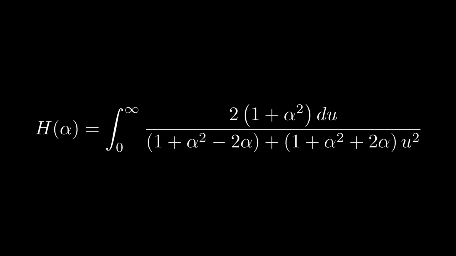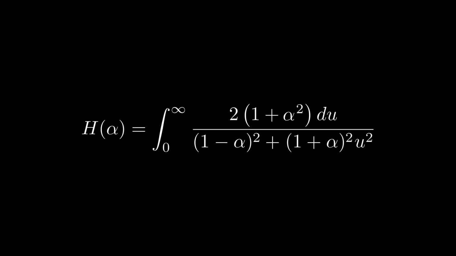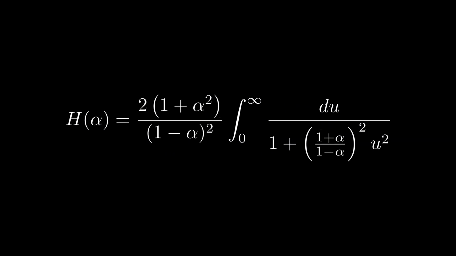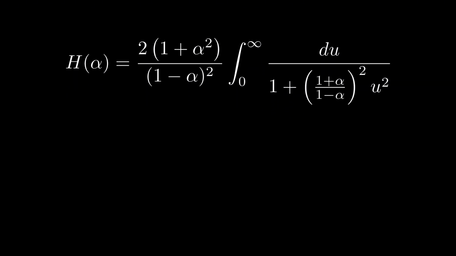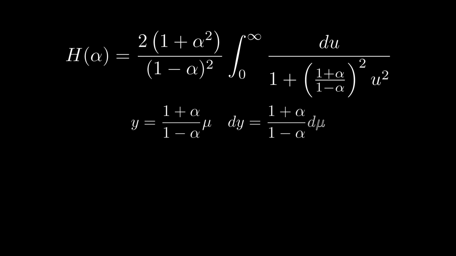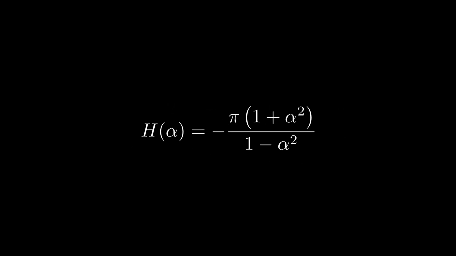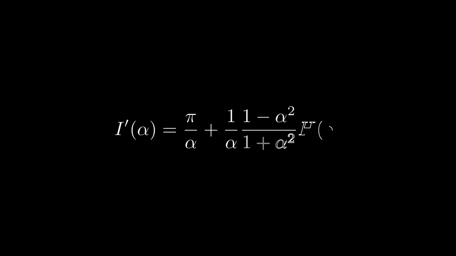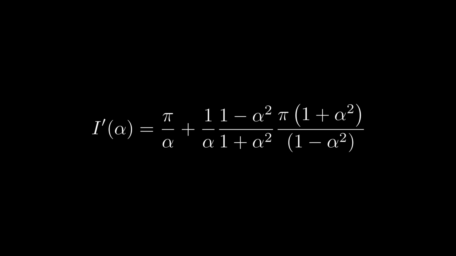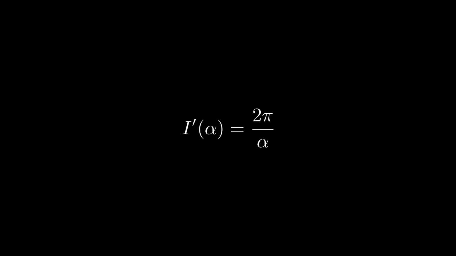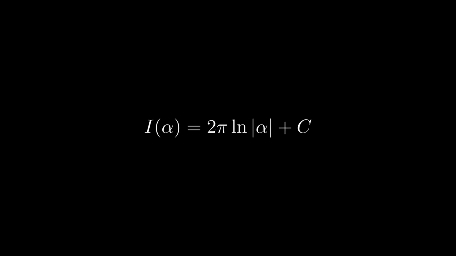Look, we have two perfect squares, and we can simplify the integrand further so it looks like 1 over 1 plus something times mu square. Finally, we have our last substitution and pick up a pi in the numerator. It's time to go back to find the expression of I prime alpha. Substitute h alpha's expression, we find a lot of nice cancellations. Tastes great. We have I alpha equals 2 pi log absolute value of alpha plus c.